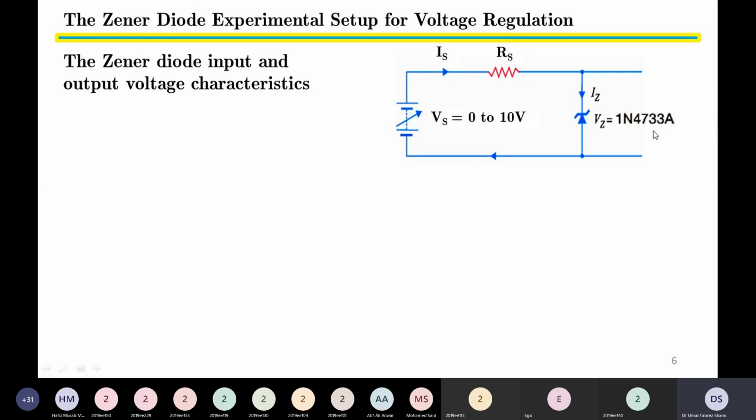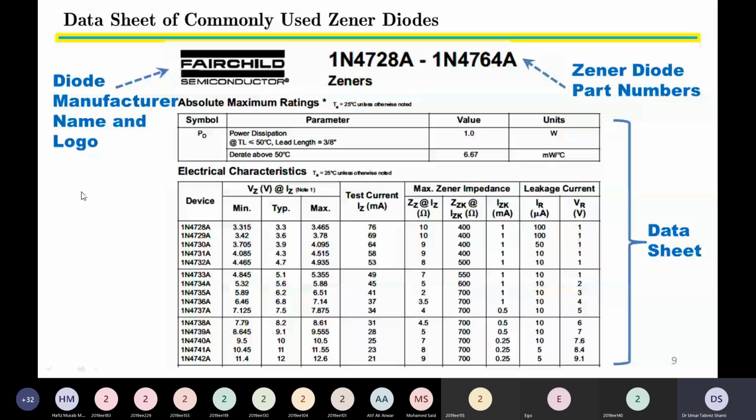1N4733A. Now this 1N4733A represents the part number of the Zener diode being used, and we will find the voltage of such model from the data sheet as provided by the manufacturer. So if I can just go a little bit ahead of my slides, here we have the data sheet of the manufacturer, and here we have the model number 1N4733A, and the voltage produced by this is 5.1 volts. This means that the Zener diode that we are using will experience a Zener voltage breakdown at 5.1 volts.